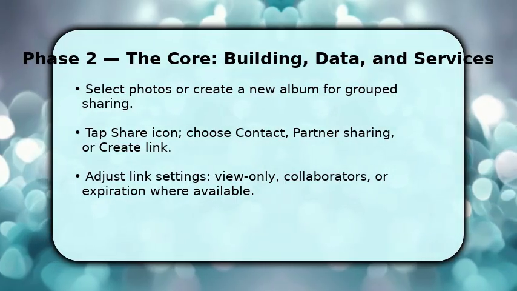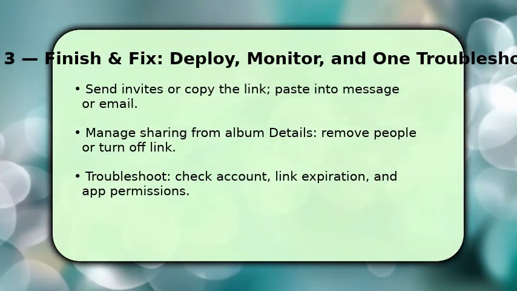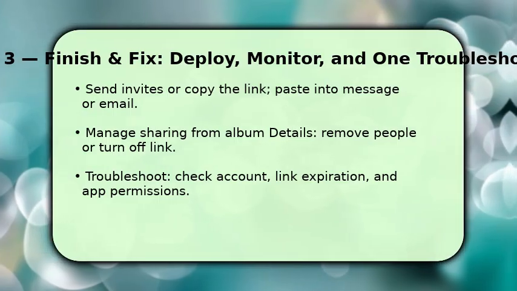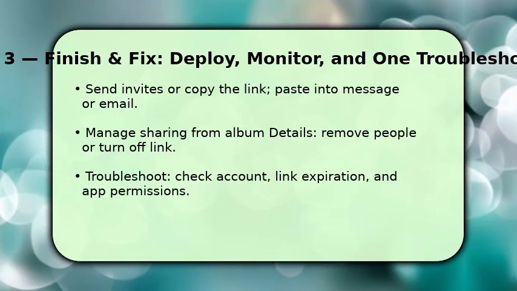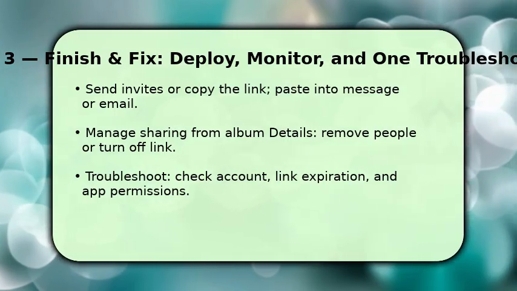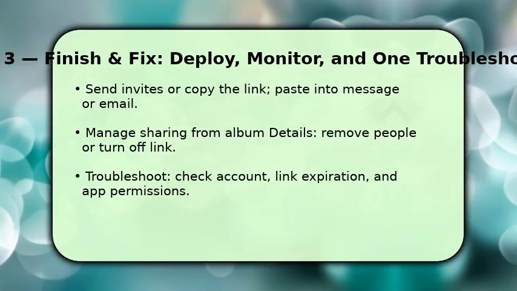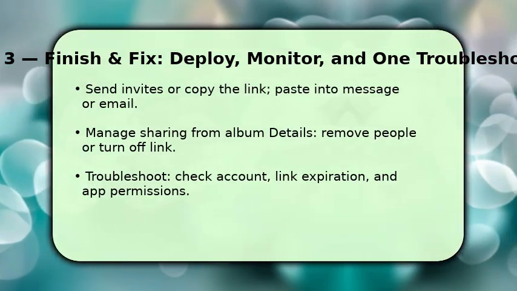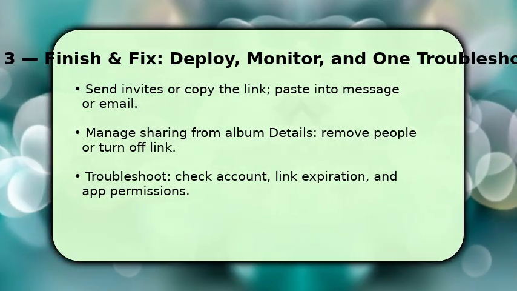Finish by sending the invite or copying the link into your messenger of choice. Recipients will open it to view or save photos. Once shared, manage access from the album's details or sharing tab: remove people, revoke the link, or change permissions whenever needed. If something goes wrong, check that both you and the recipient are signed into the correct Google accounts, verify the link hasn't expired, and confirm Google Photos has storage and permission to access your photos.